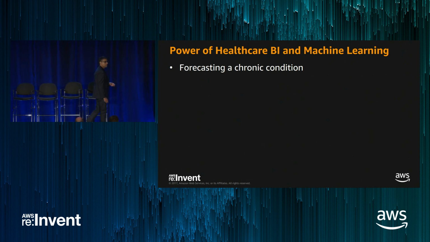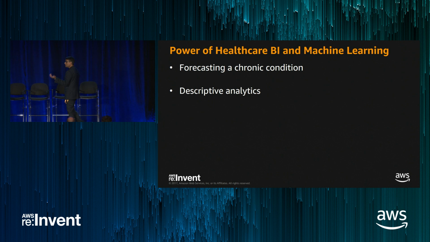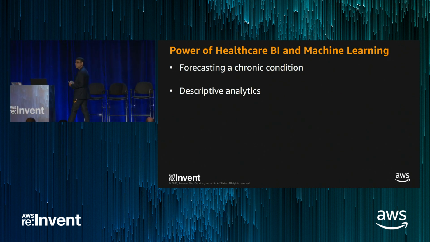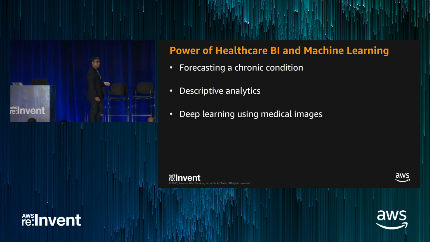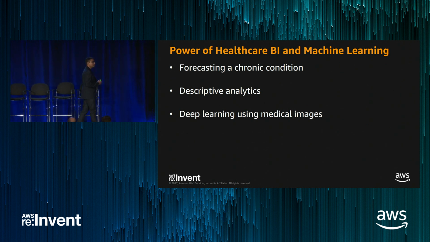Forecasting a chronic condition, okay? You have a set of people who have diabetes. You want to predict their kidney failures. You want to predict congestive heart failures in patients. Descriptive analytics, this is what we do: basic average, min, max, sum, standard deviations, and other things. Deep learning using medical images is getting more and more important.